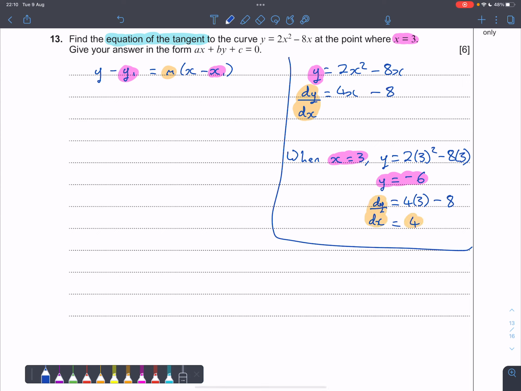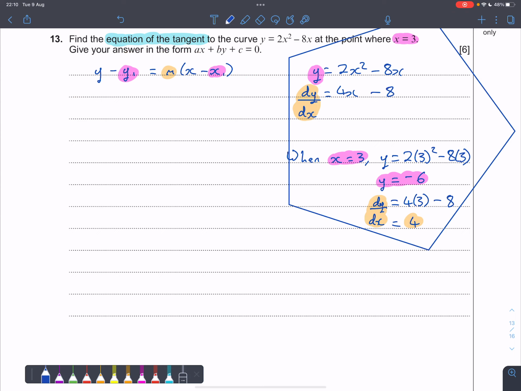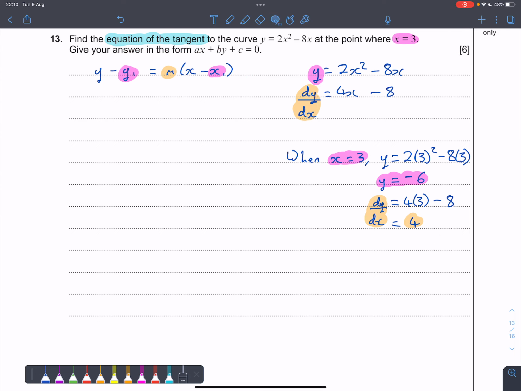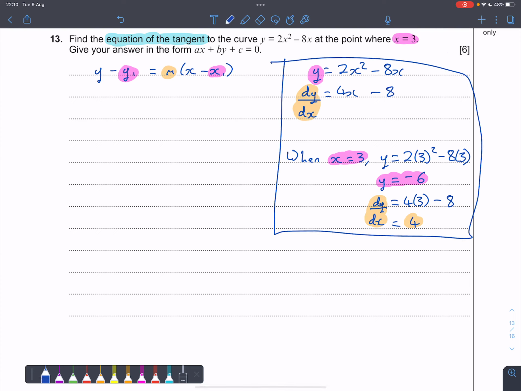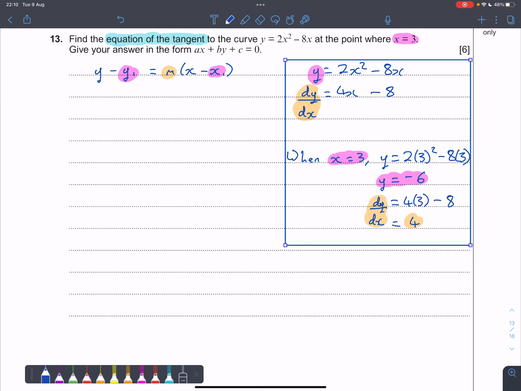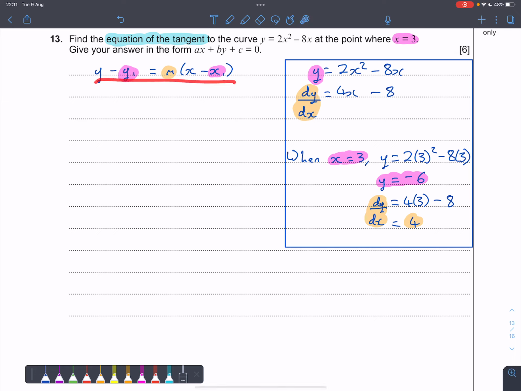I'm just going to cordon these off in a box, so they're separate. And I'm going to substitute the values in here. So I get y minus negative 6 equals the gradient m, so that's 4 lots of x minus 3.